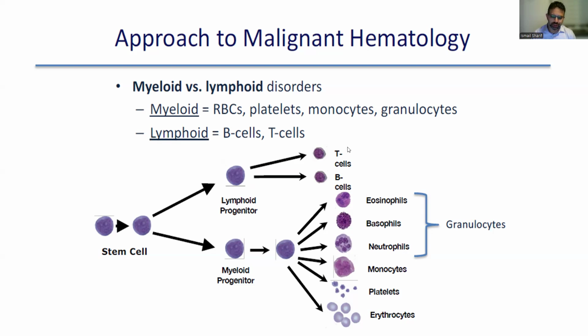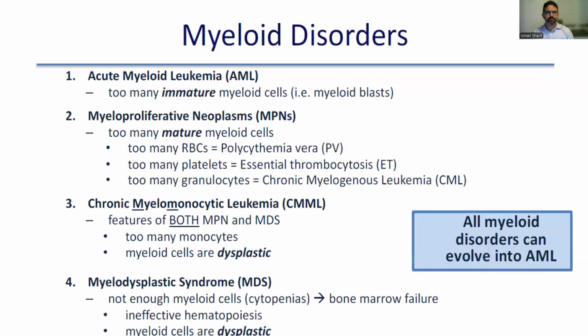So for lymphoid, there's a T cell or B cell, so I can have a T cell lymphoma or B cell lymphoma. While the myeloid progenitor cells can end up developing platelets, monocytes, neutrophils, basophils, eosinophils, collectively known as granulocytes. Any of these cells can develop normality or malignancy.